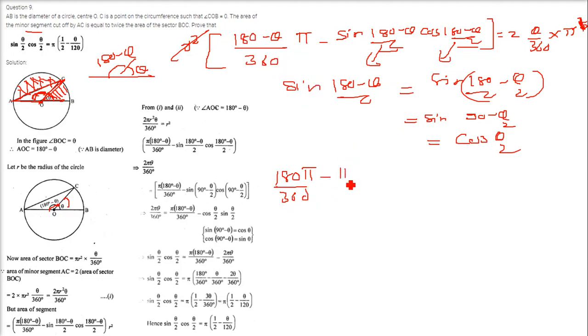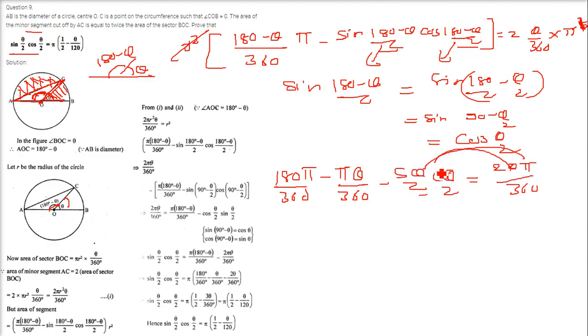So it is pi theta by 360, and this will be minus sine theta by 2 cos theta by 2. This is equal to 2 theta pi by 360. So what we require on the left hand side, this one. I'm taking this here and bringing this on here so that I get sine theta by 2 cos theta by 2 on one side.